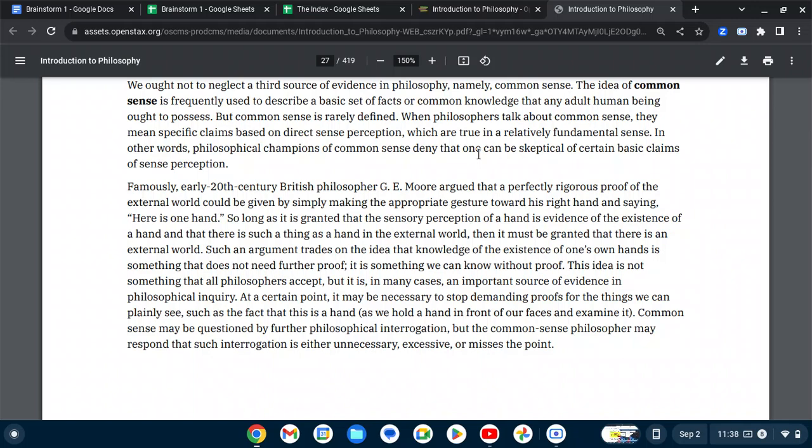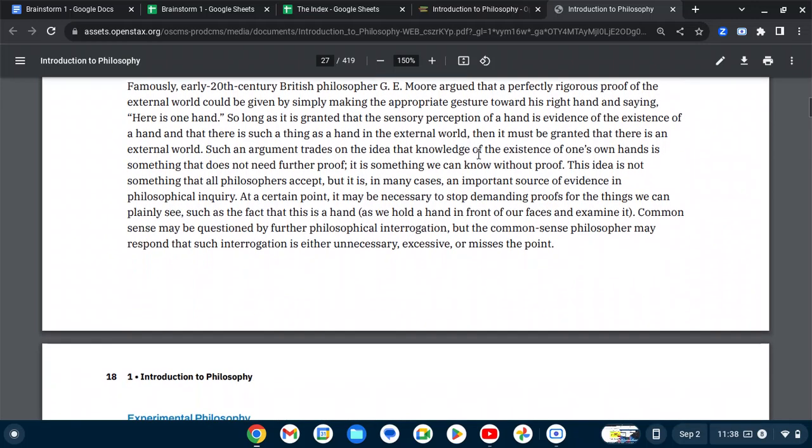In other words, philosophical champions of common sense deny that one can be skeptical of certain basic claims of sense perception. Famously, early 20th century British philosopher G.E. Moore argued that a perfectly rigorous proof of the external world could be given by simply making the appropriate gesture toward his right hand and saying, "Here is one hand." So long as it is granted that the sensory perception of a hand is evidence of the existence of a hand and that there is such a thing as a hand in the external world, then it must be granted that there is an external world.